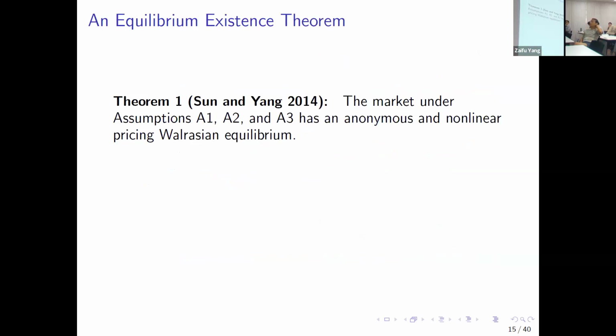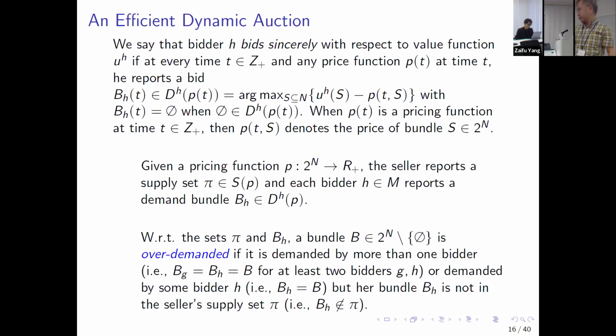Okay, so we can prove that the market under those three conditions can have an anonymous nonlinear pricing equilibrium. So now we will introduce the function which actually will generate such an equilibrium outcome. Okay, now let's do the exercise.